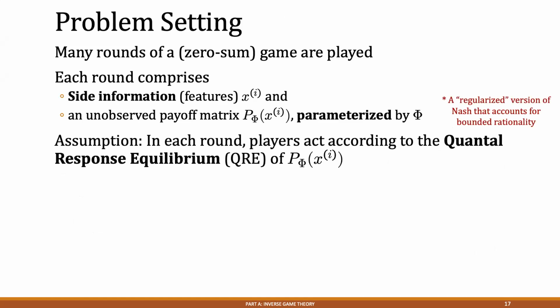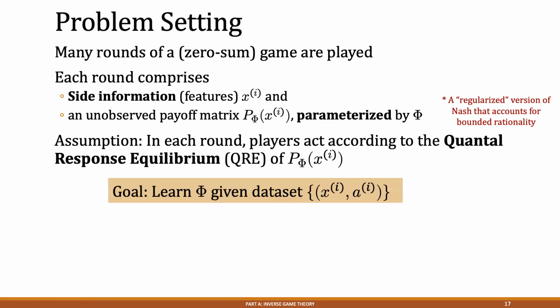So what we're trying to do over here is that we're going to assume that the players are playing in accordance to what we call the quantile response equilibrium. And this is just some kind of bounded rationality, some kind of regularized version of the Nash equilibrium that accounts for bounded rationality. So this is to handle the case where the players are not necessarily playing optimally, because in real life, that's usually what happens.